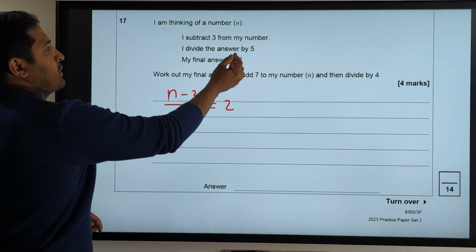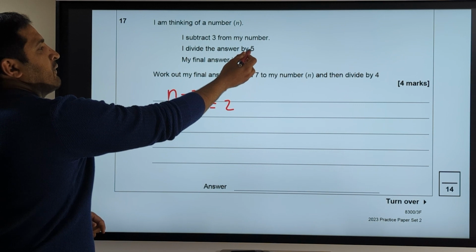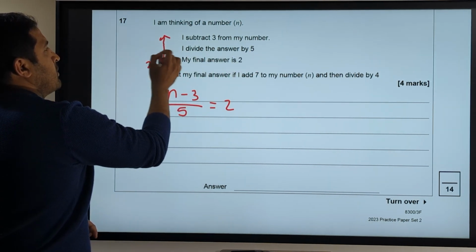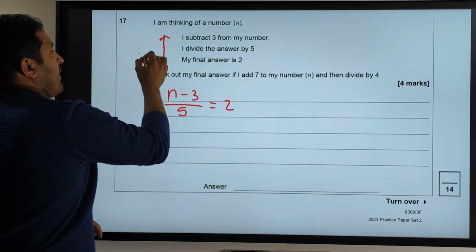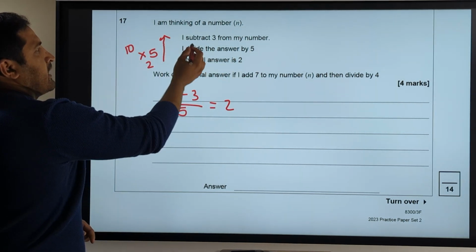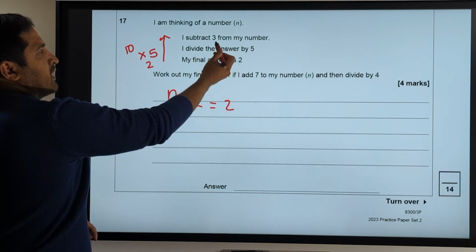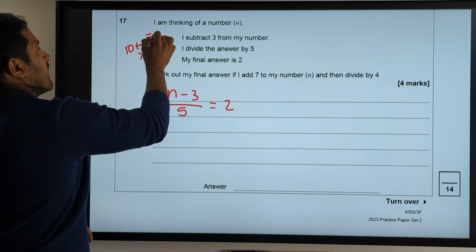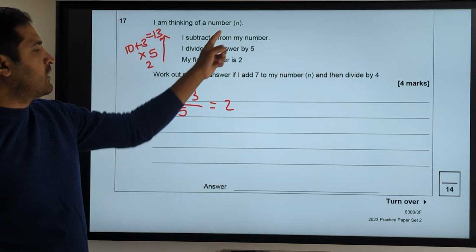If your answer is 2 after dividing the number by 5, I'm going back that way, starting from 2, and instead of dividing by 5, I'm going to times it by 5. So we get 10. And then, because I subtracted 3 from my initial number, I'm going to add 3 to that, and I get 13. So the number I was thinking of is 13.